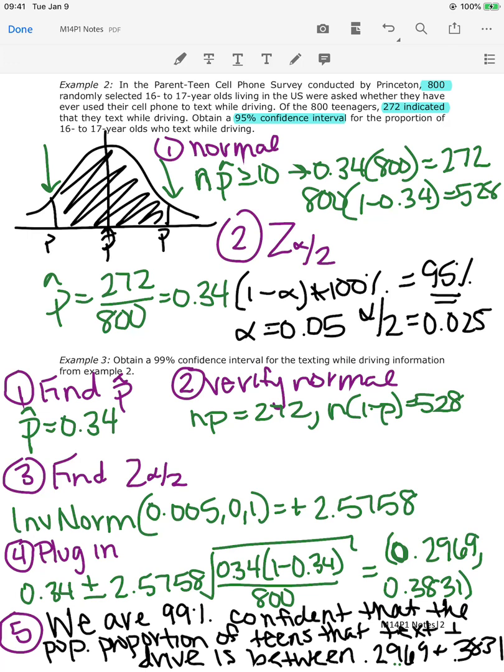Now the nice thing is there will be a calculator video that shows you how to do the confidence interval piece in the calculator. So all you have to worry about is verify normality, find the two values, and write the interpretation. So it's kind of like step 2, and then steps 1, 3, and 4 are going to be done in your calculator, and then step 5 you have to do as well. So that's it for confidence intervals for proportions.